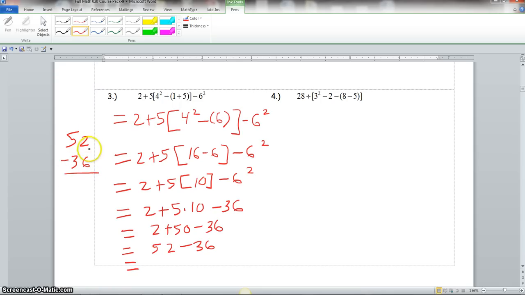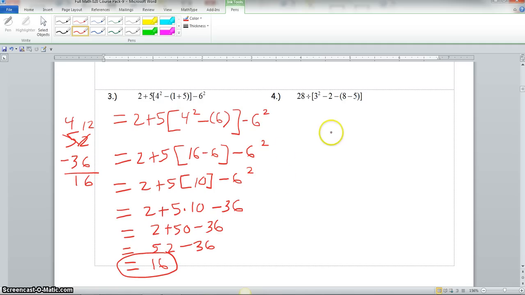We know we cannot subtract 6 from 2, so we borrow 1 from this 5 and make that a 4, and this 2 becomes a 12. 12 minus 6 is 6. 4 minus 3 is 1. So your final answer here is 16.